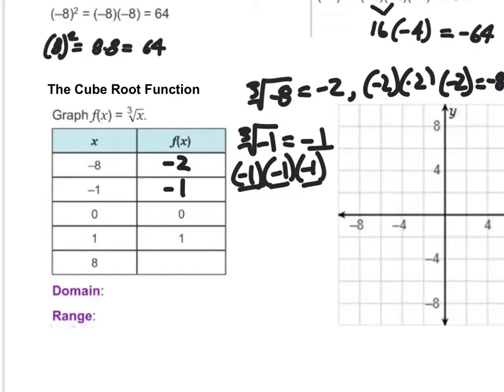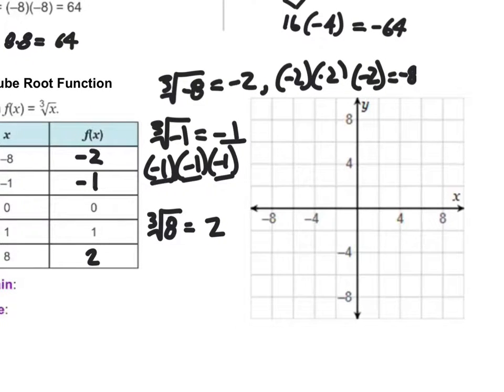They have the point 0, 0, they have the point 1, 1. And then what about 8? What if I took the cube root of 8? What number multiplied by itself 3 times is going to give you 8? That number is 2. So the cube root is 2. So here's what you have. You have the point negative 8, negative 2.